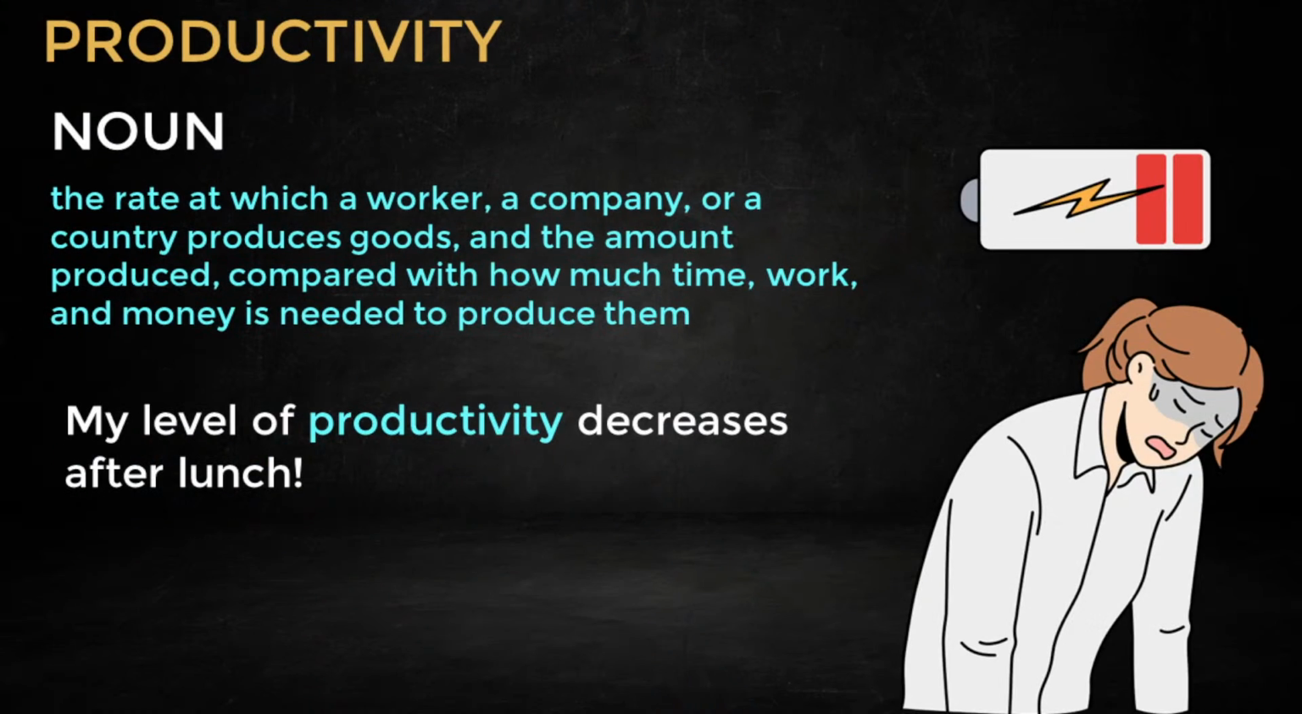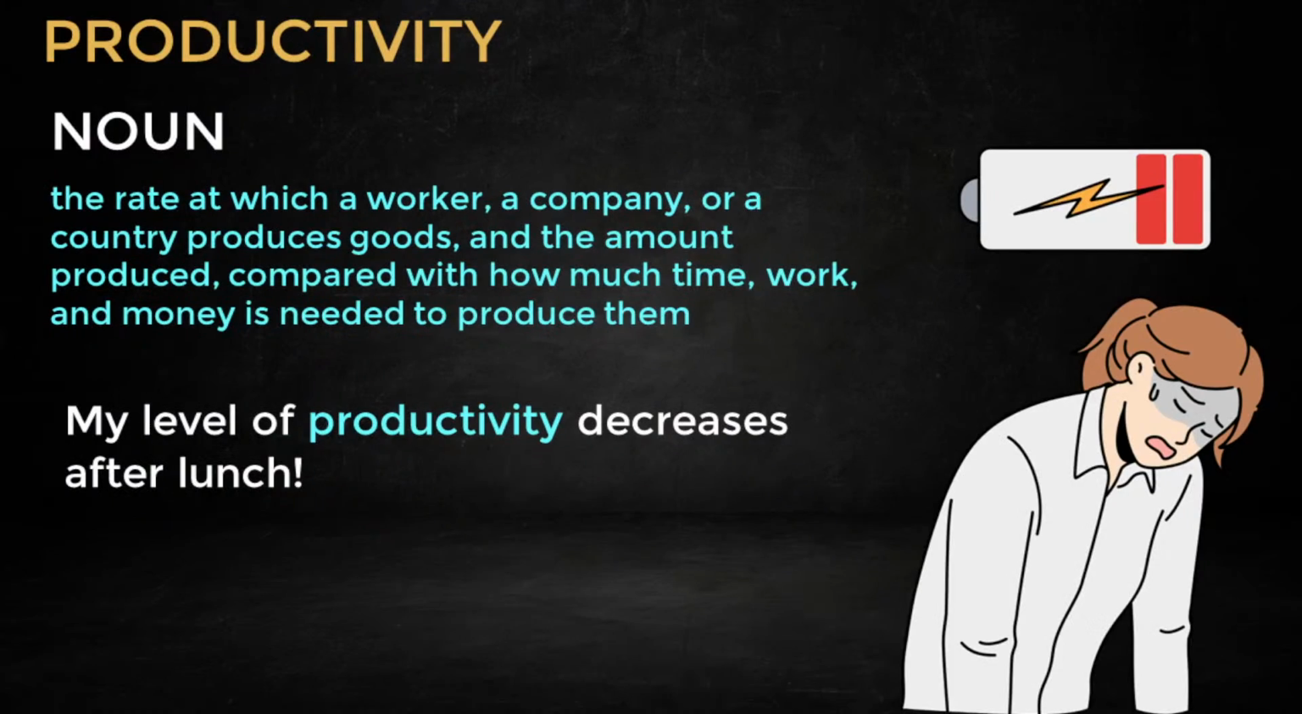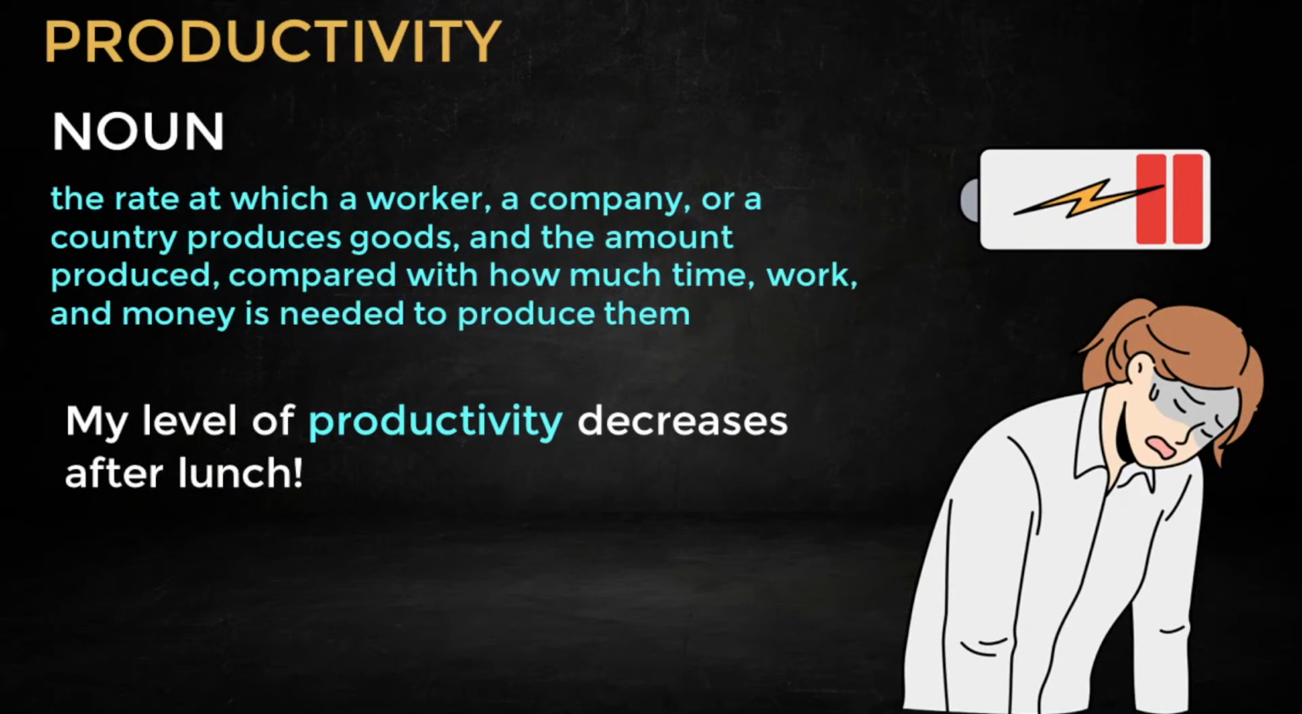But other than that, oh, there's another one. I forgot. There's another word. There's another one. Productivity. Guys, productivity is a noun, okay? So that's very important. That's what you need to know. So productivity, the rate at which a worker, a company, or a country produces goods, and the amount produced compared with how much time, work, and money is needed to produce them.